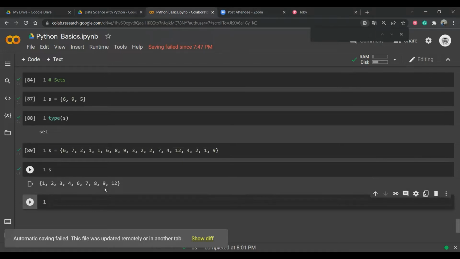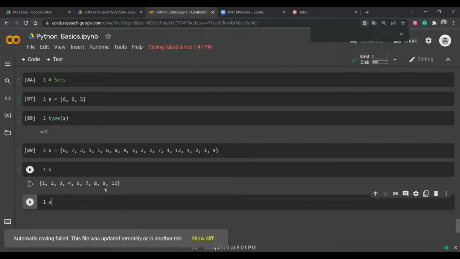Even, if you want, you can try to write down that a set is an unordered collection data type that is iterable, mutable, and has no duplicate elements. Okay, so it is mutable also.